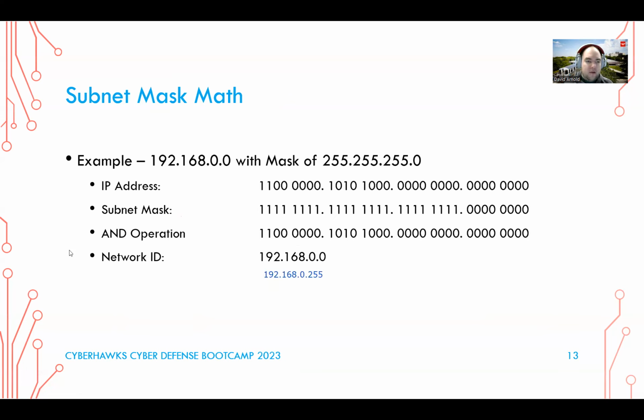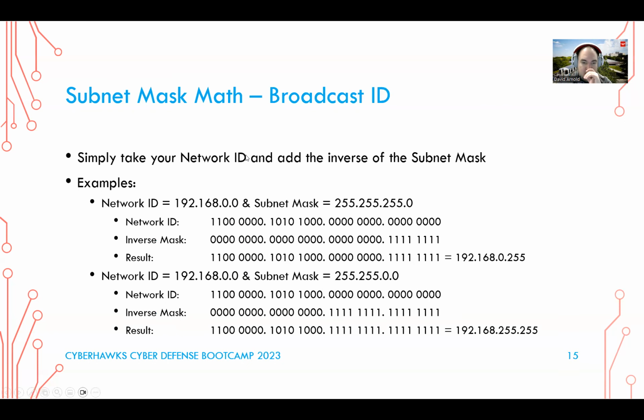But we can do this math. We can do this with the same math idea. We'll take the network ID and then we'll just add it to the inverse of the mask. So we end up with the value that we saw before, and then we saw it here.